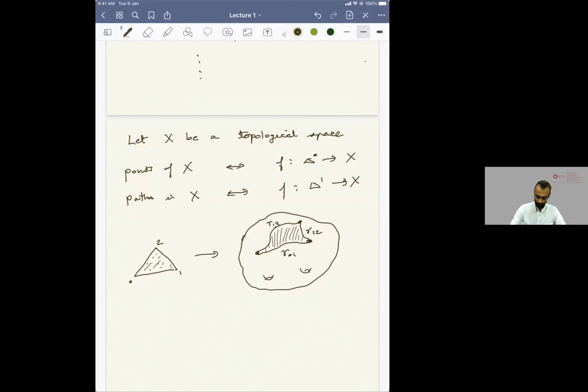So giving F from delta 2 to X is the same thing as giving paths gamma 0,1, gamma 1,2, gamma 1,3, and a homotopy from gamma 1,3, or the other way around, if you like, to gamma 1,2 composed with gamma 0,1. So by composition, I just mean you run the second path after the first path. Okay, that's the rule for composition.